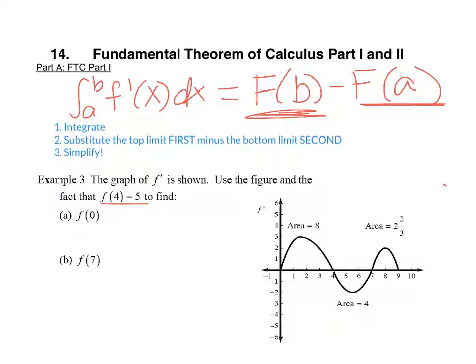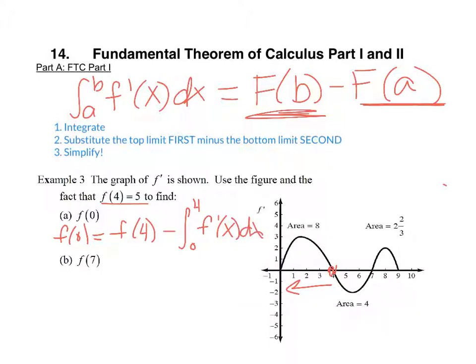So f of 0 is going to be equal to f of 4. Well, I'm going from 4 to 0. So I'm going to be subtracting the integral from 0 to 4 of f prime of x dx.